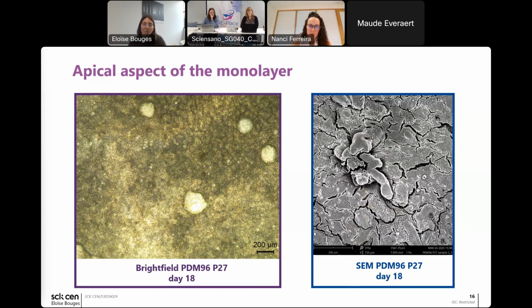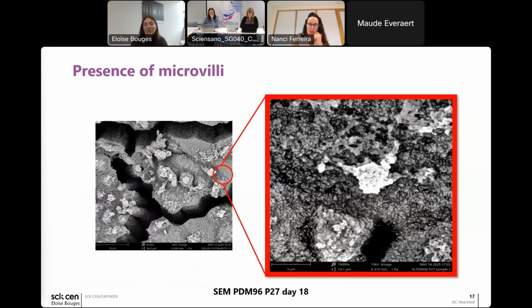To also have a bit more information of the characteristics and the physiology of our monolayer, if we go a bit closer with our SEM images, we can see that on the surface of our monolayer, there is the presence of microvilli. So basically, each pinhead that you see here on the right is one microvillus.